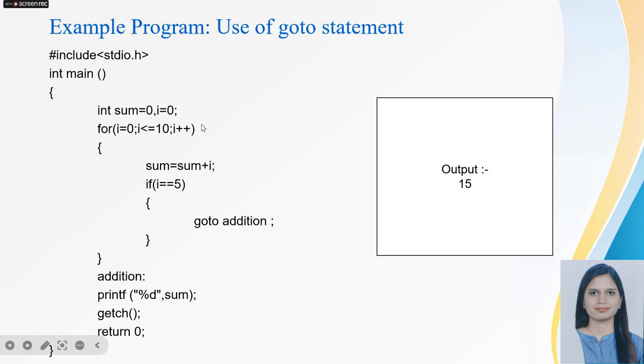Example program showing the use of the goto statement. It has #include <stdio.h>, the header file, int main function, int sum initialized to 0, i initialized to 0. In the for loop, if the condition is true, then print "%d" for sum, which returns 0, showing output 15.